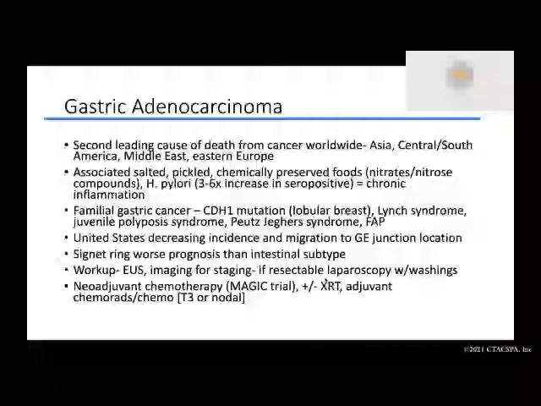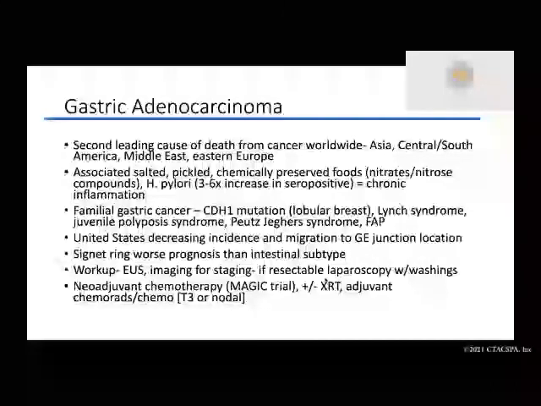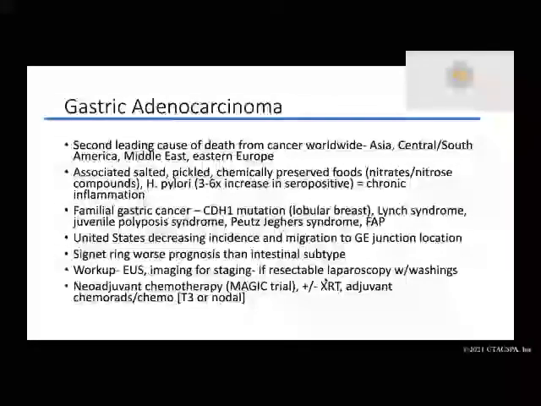Familial gastric cancer, again, they like to ask you guys about mutations with all those matching columns. So CDH1 mutation, that's associated with familial gastric cancer. Those are patients who wind up getting prophylactic gastrectomies. These patients are also at risk of getting lobular breast cancer.